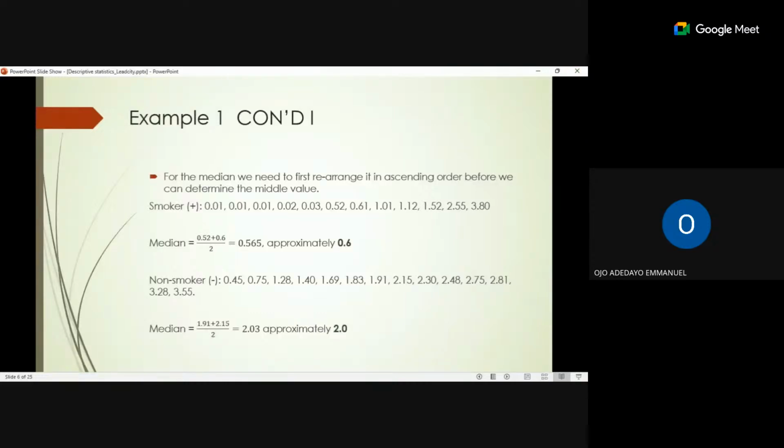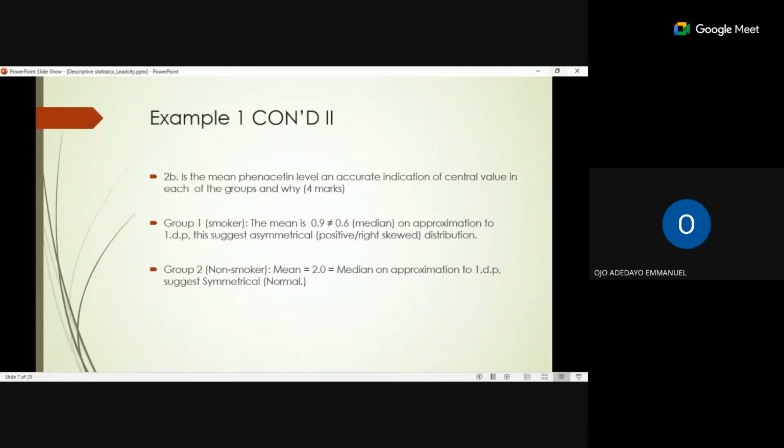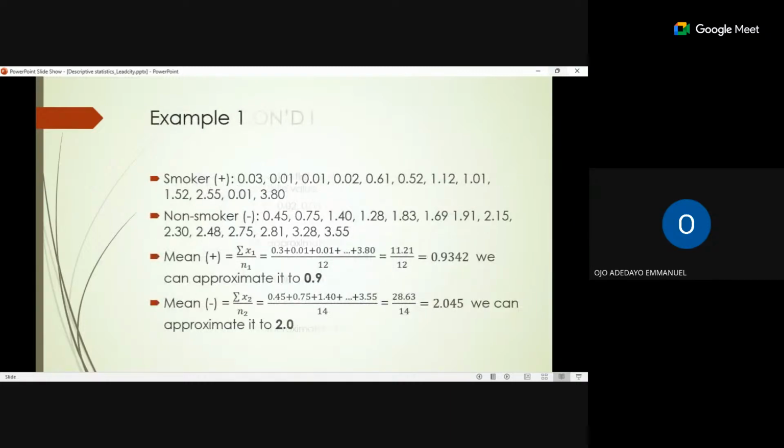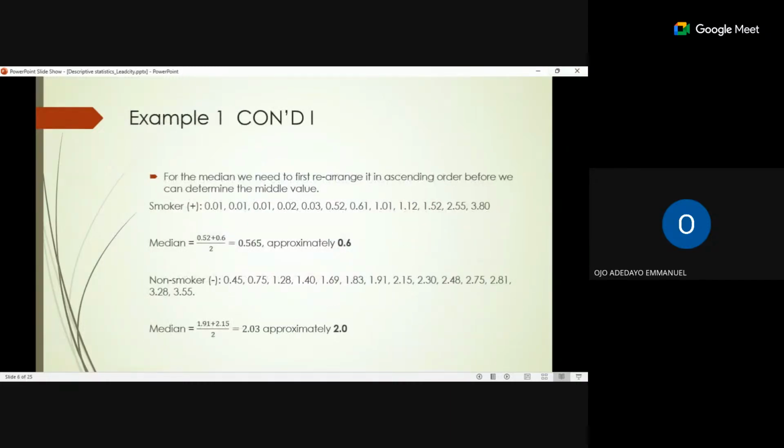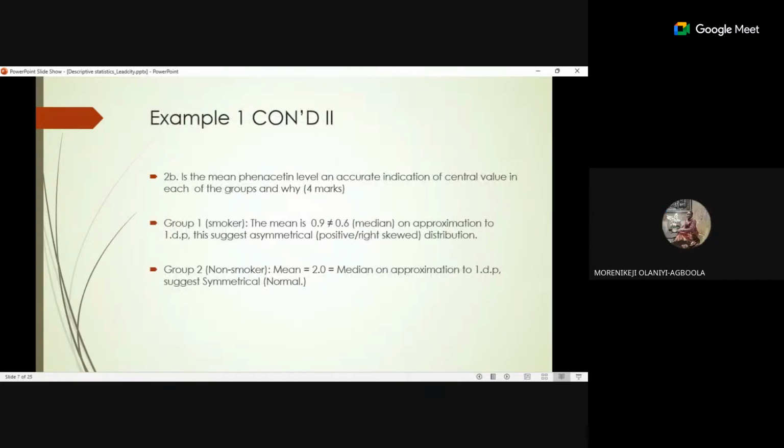But if the question asks you to leave your answer in 1 decimal place, then we are going to have 0.6. Is that clear, please? Yes, please, sir. Okay, so let's move on. Yes, sir. Thank you, sir. Okay.